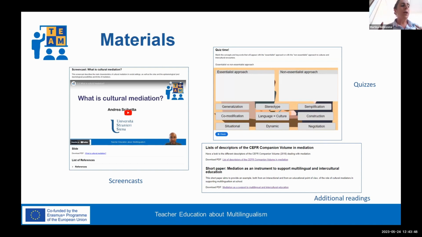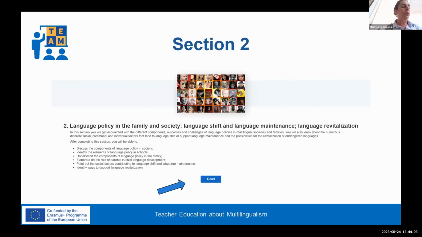Within the team platform, we find in this section screencasts, quizzes, and additional readings, such as a short paper on mediation as an instrument to support multilingual and intercultural education. Section 2, as anticipated, focuses on language policies. In this section, teachers will get acquainted with the different components, outcomes, and challenges of language policies in multilingual societies and families.